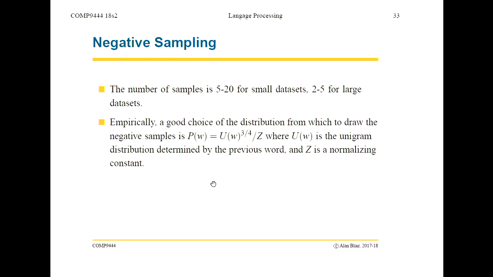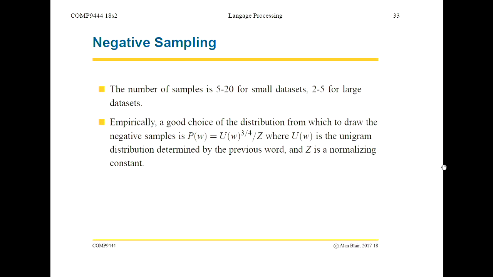Okay, so just some details of this. These are things, again, that people just empirically tried a few things and tried to figure out what works best. So for negative sampling, if it's a small data set, normally you pick between 5 or 20 negative samples. If it's a large data set, interestingly, you can often get away with a smaller choice of negative samples.